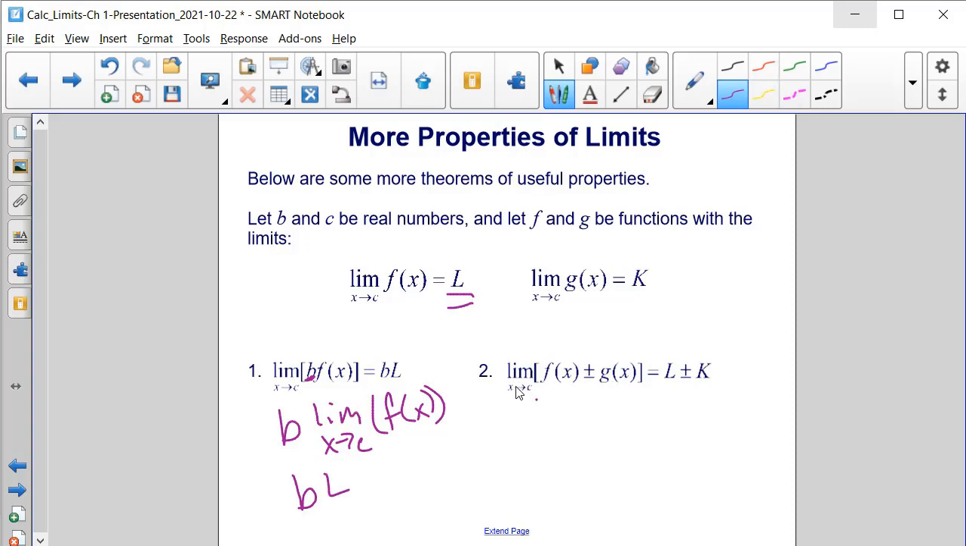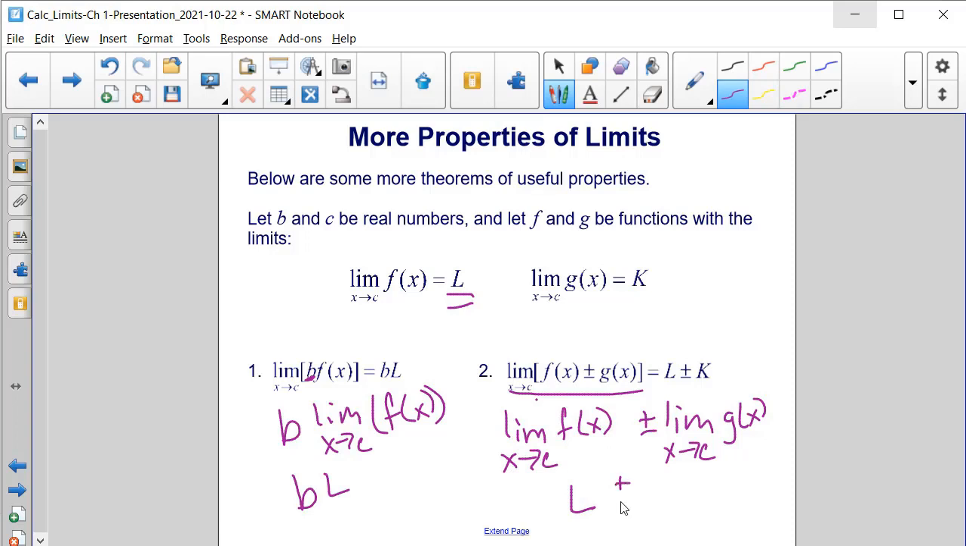So you can actually rewrite this initial expression as the limit of f of x as x approaches c plus or minus the limit of g of x as x approaches c. And then if we evaluate both of these, we know that the limit of f of x as x approaches c is equal to L, and then we have the plus or minus in between, and then the limit of g of x as x approaches c is equal to k. So that is why this is true.